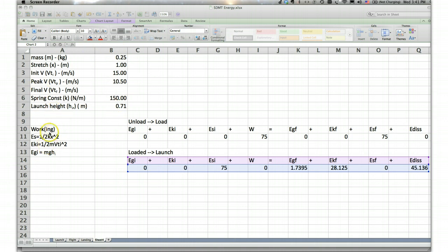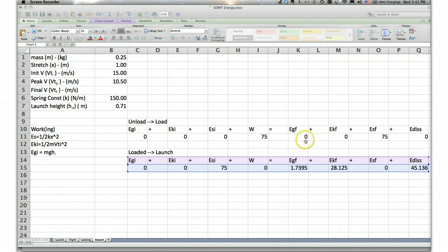And then I identified here are the various ways that you can calculate the various sorts of energies. And so what I've shown here is first the unload to load. In all of this I put zeros for the energy stored in the gravitational field, in the motion, and in the spring, all to be 0 to begin with. And then you come along and through working on the system, you add energy, and in this case 75 joules of energy to the system.